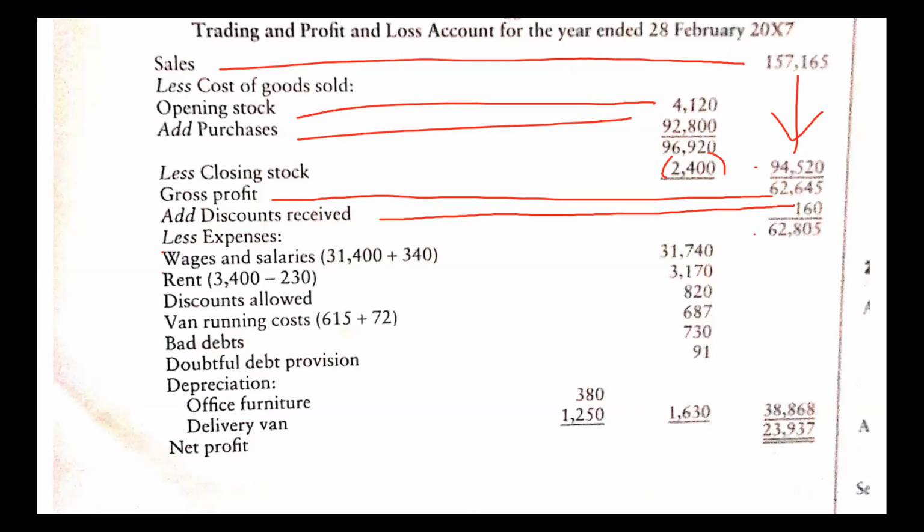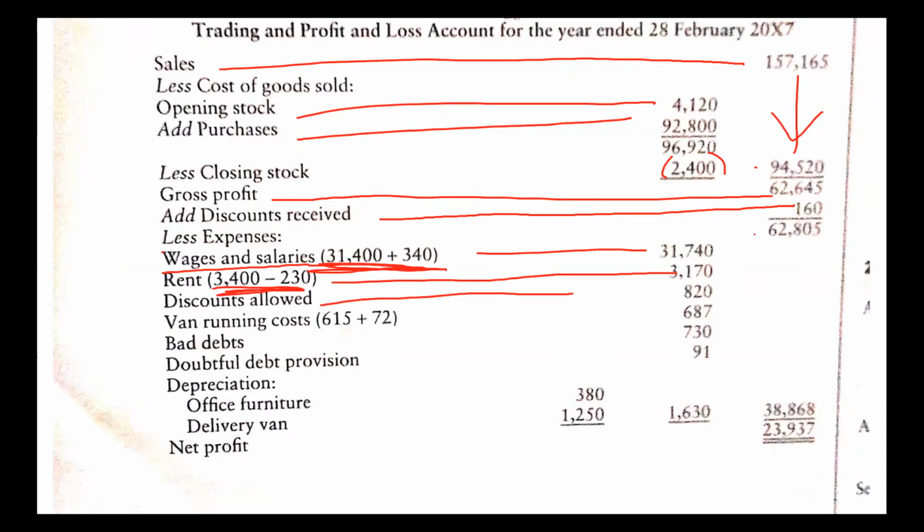I said for accrued expenses, check, there was an addition here, right? 340 was an accrual. It was added here. Then the rent was prepaid, so I said prepaid expenses should be subtracted. Then the discount allowed is an expense. That one which was on the debit side, it is an expense. Now you remove that. The van running cost had an accrual. That's why you had to add that. And you have the bad debts, which is an expense, and the provision for doubtful debt, which is basically an increase. Of course, an increase, not a decrease.